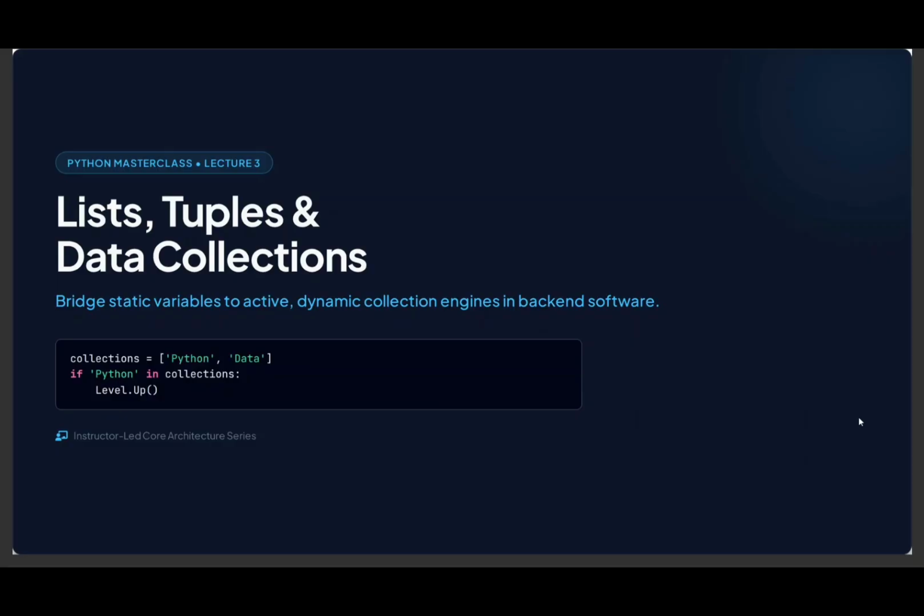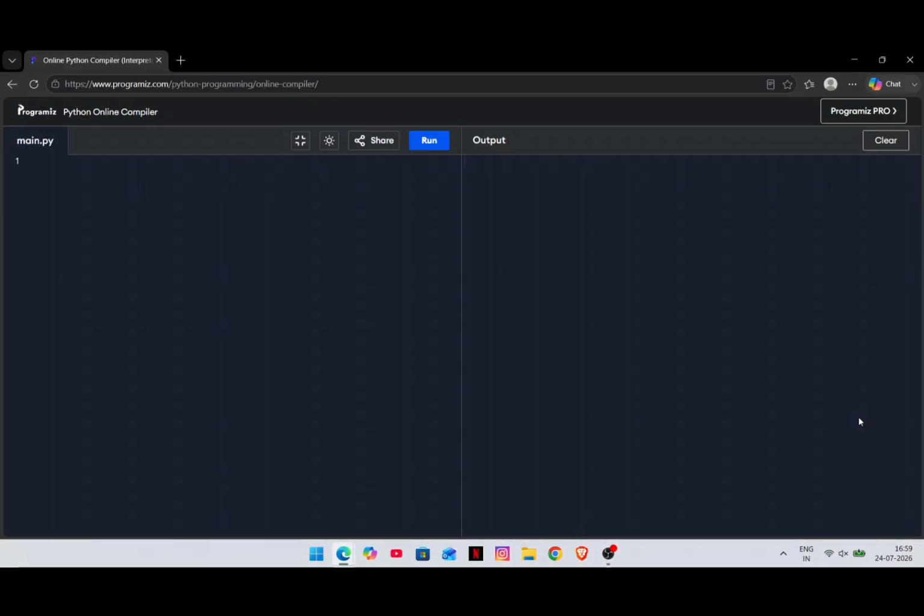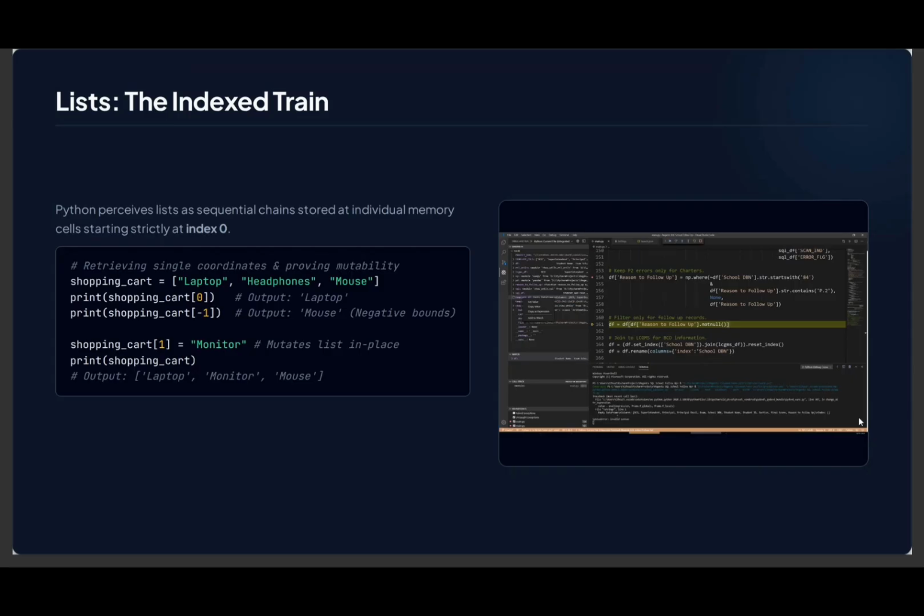Our first topic will be indexing. First, think of a list as a train made up of separate storage cars. Every car holds an item, and each car has a numbered seat position called an index. Just like with strings, Python starts counting list positions at 0. If I want to access the very first item, I use square brackets right next to our variable name. Let me explain this with an example.